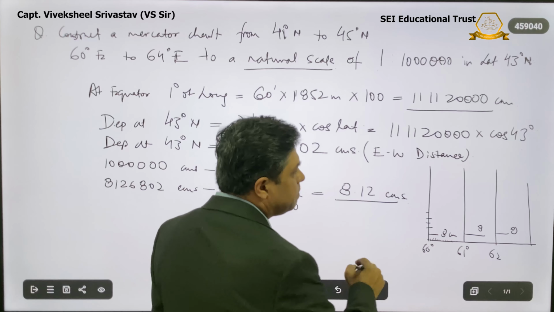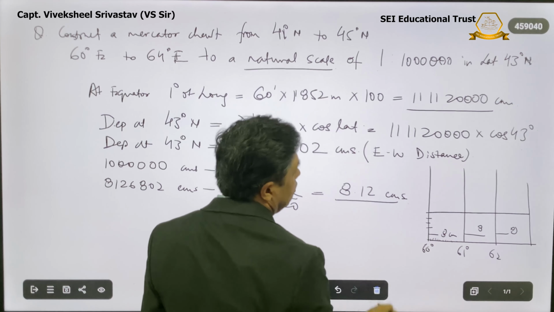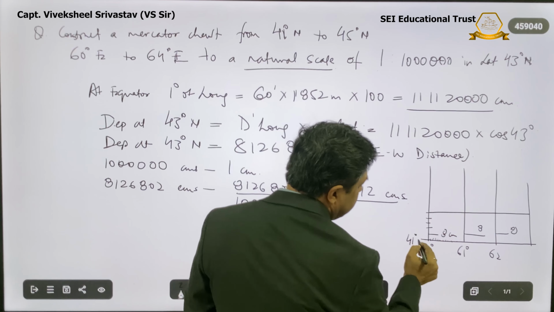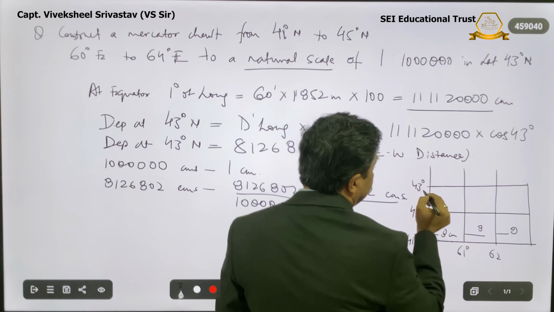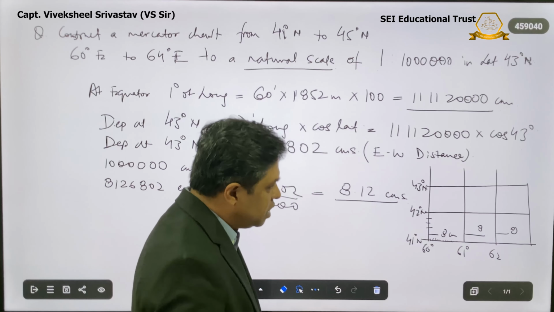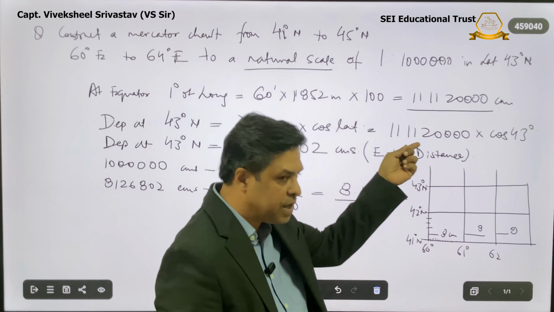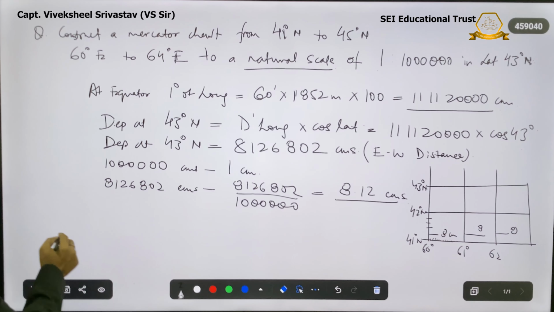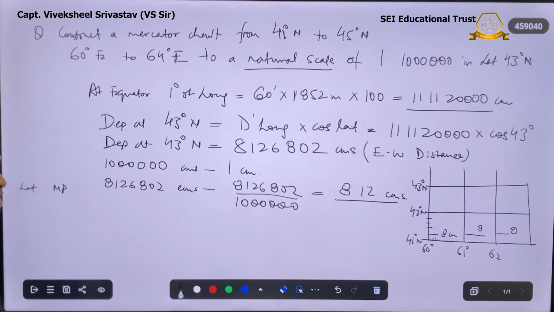So what we will do is, suppose we have to construct from 41 to 45. So this is 41 degrees north, this is 42 north, then you will have 43 north, like that. So we will find out the meridional parts for each of these latitudes from the tables. The meridional parts are given in your Norie's or Traverse tables. So you just note down what the meridional parts are for each latitude.